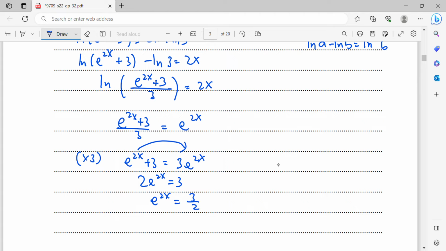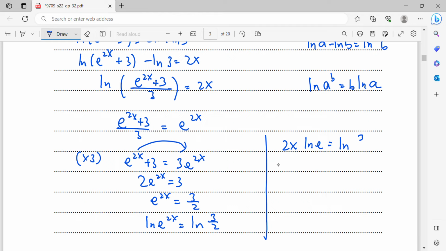Okay, then take ln both sides to eliminate the e. So I'll get ln e^2x equals ln 3 over 2. From here, we will have another formula which is ln a to the power of b is b ln a. So I will move down the 2x. So 2x ln e equals ln 3 over 2. This ln e is 1. Now your x will be half ln 3 over 2.